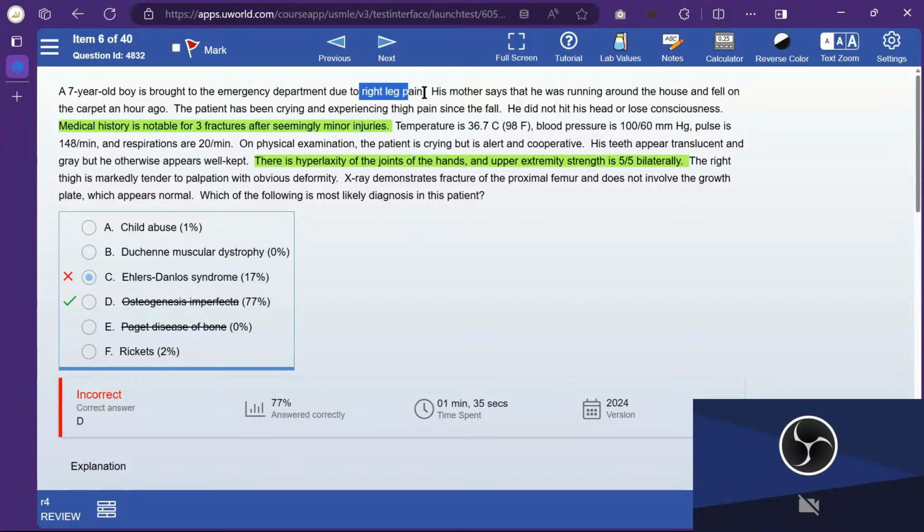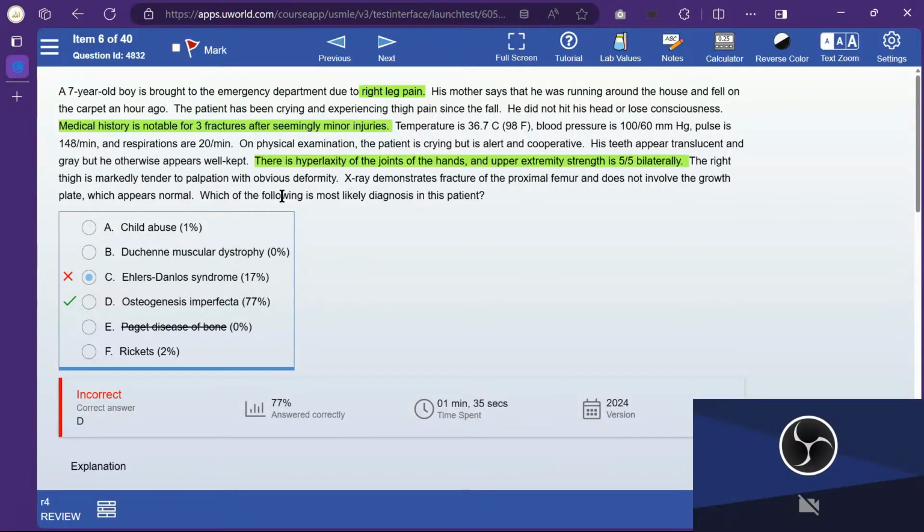Seven-year-old boy, right leg pain. His mother says that he was running around the house and fell in the bathroom an hour ago. The patient has been crying and experiencing thigh pain. He did not hit his head or lose consciousness. Medical history is notable for three fractures after seemingly minor injury. Minor injury, yet there is fracture. It might be osteogenesis imperfecta.